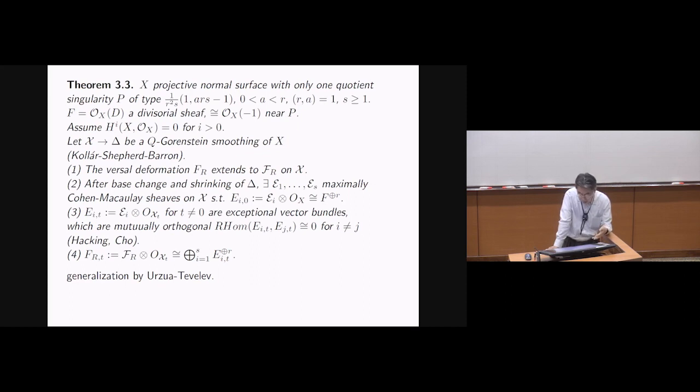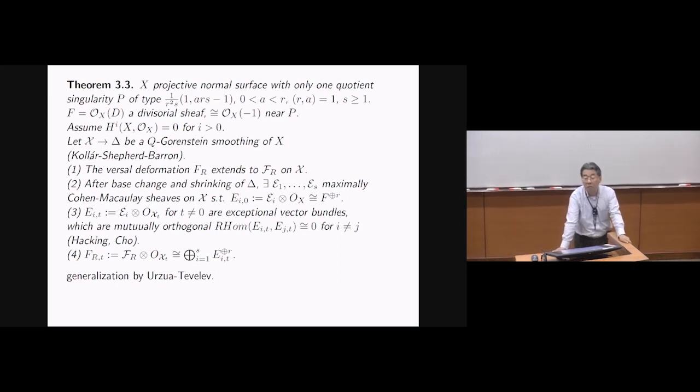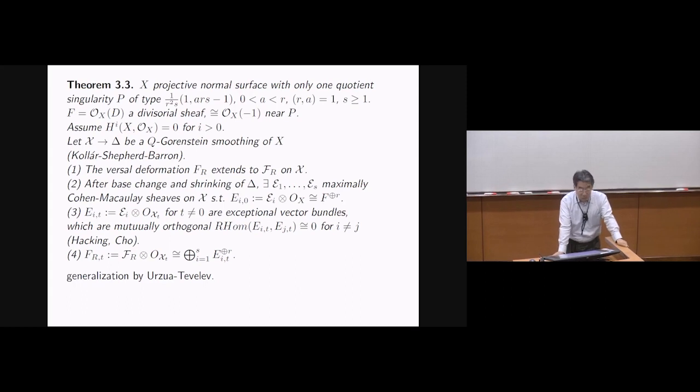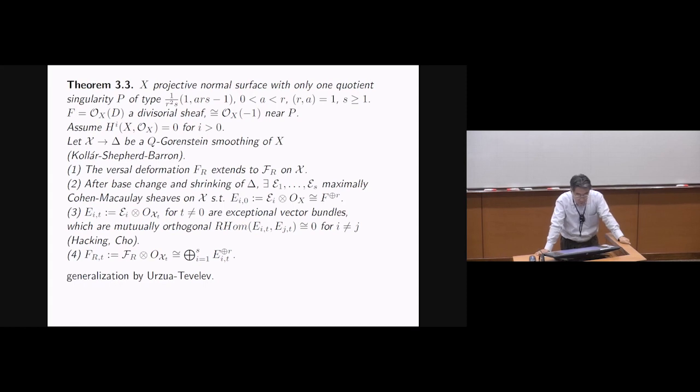So this theorem explains the relationship of Hacking's vector bundle to deformation theory. Let X be a projective normal surface with only one quotient singularity, a cyclic quotient singularity of this type, and again F is a divisorial sheaf which is singular at P, like this. Then assume that the global cohomology vanishes, and assume that there is a Q-Gorenstein smoothing of X.